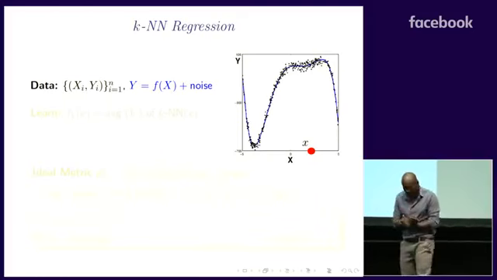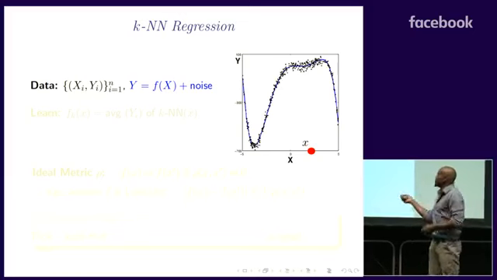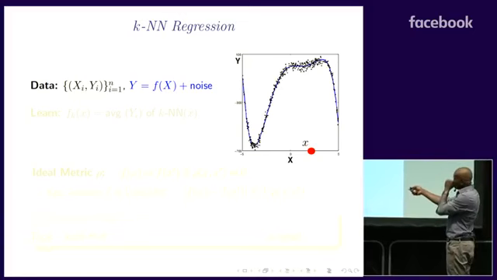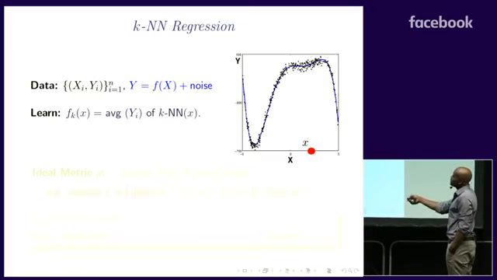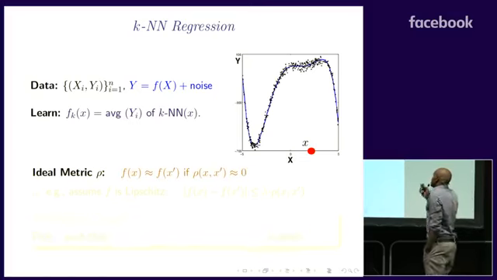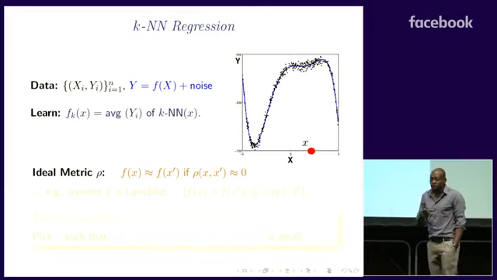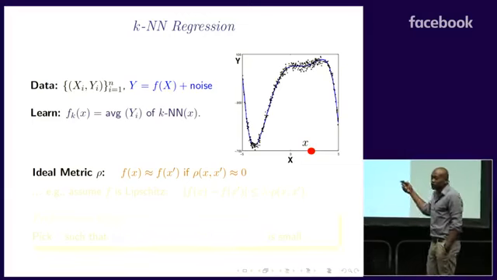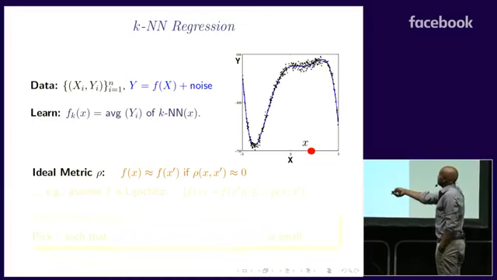All right, let's go back to regression. KNN regression, remember, was defined a second ago. We are in the normal regression setting where y is equal to f(x) plus noise. The KNN regressor is the average y of the KNNs of x. Now, reformulating the original intuition as to when KNN works, the ideal metric rho should satisfy something like this: if x and x' are close in rho, then f(x) should be close to f(x').